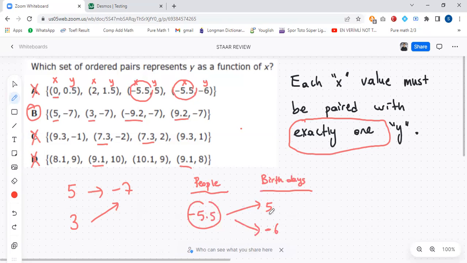But in option B, as you can see, two people were born on the same day, and it is not a problem. It makes sense. Two people may be born on the same day. So guys, actually, as you can see, all these are negative 7s. I didn't realize that. So negative 9.2 is paired with negative 7. And also 9.2 is paired with negative 7. So these four people were born on the same day. It is not a problem. It makes sense. So B is a function here.